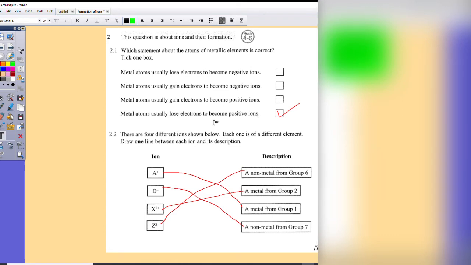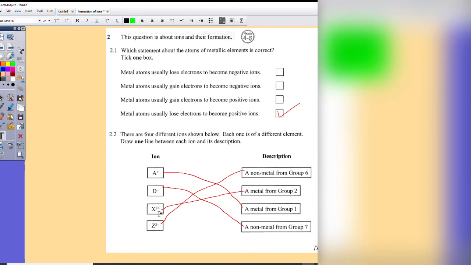And finally, 2.2, we've got to match these ions up to this description. So we'll start off with this one, A+. Now, with it being positive, it must be a metal, and because it's positive 1, that means it had 1 electron in its outer shell, therefore it's a metal from group 1.